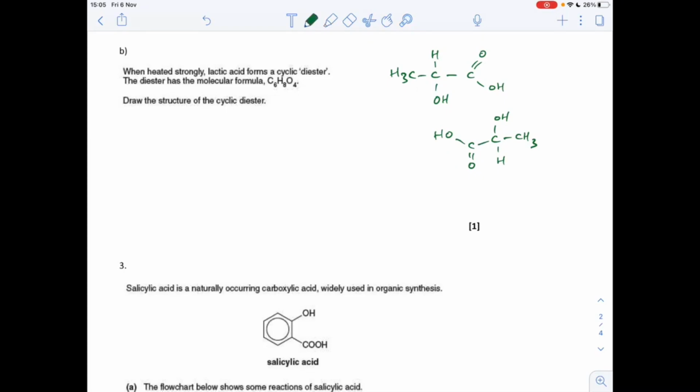And then what I do is I call it lasso chemistry. So I'm going to take the OH of the alcohol on the top lactic acid, and I'm going to combine it with the hydrogen of the carboxylic acid group and make the water molecule. And then I'm going to do the same on this one. So I need the OH and the H there. So you obviously would form 2 moles of water, but what's left of this organic structure would form the diester. So I'll just draw that up now.